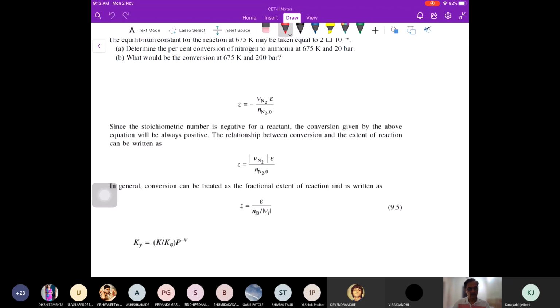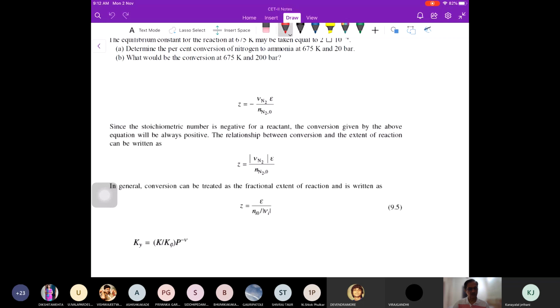So if you want to find the conversion of nitrogen to ammonia in this case, what we need to find is epsilon, nu I, and Ni0. How will you find that? The value of K is given to us, right? K is given as 2 into 10 to the power of minus 4.